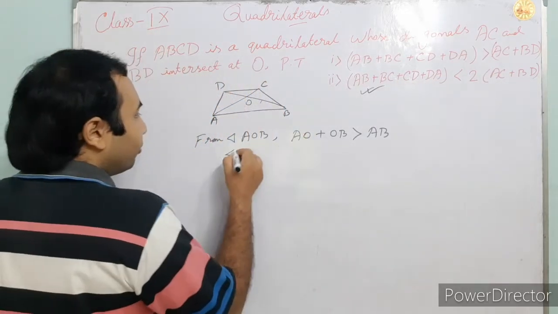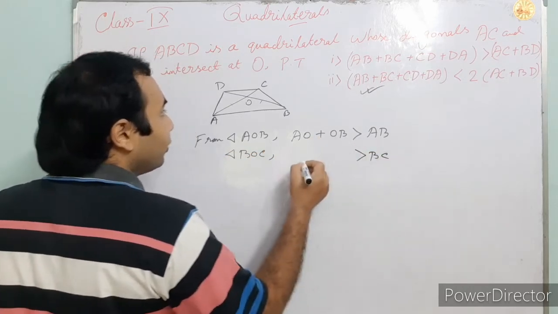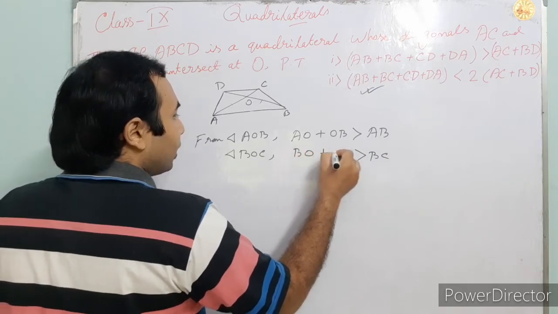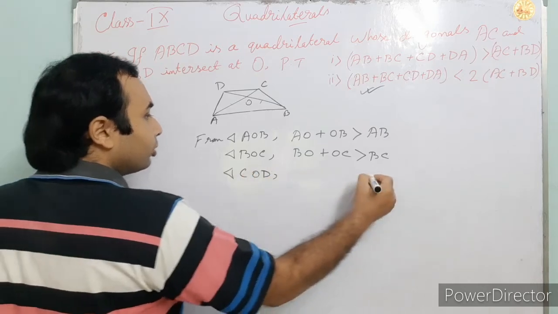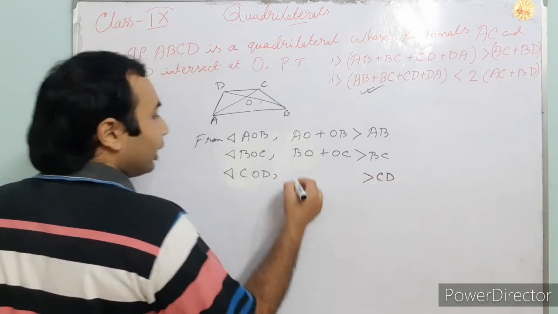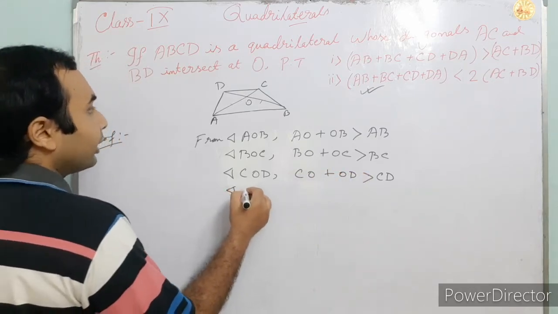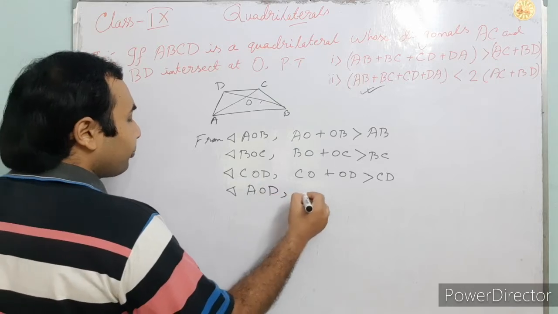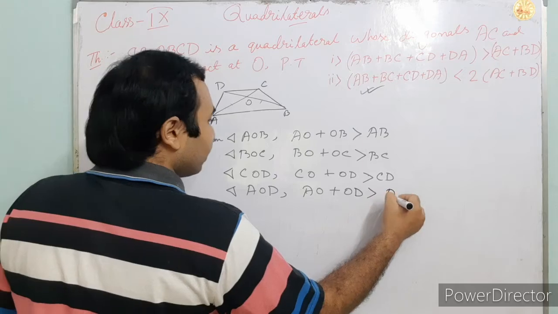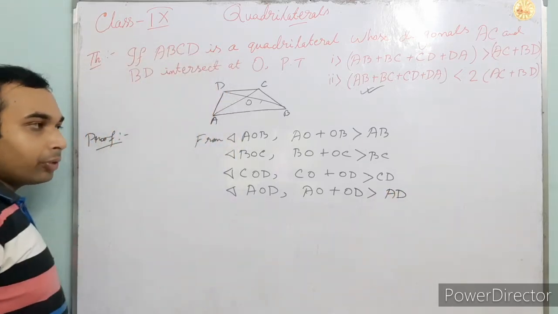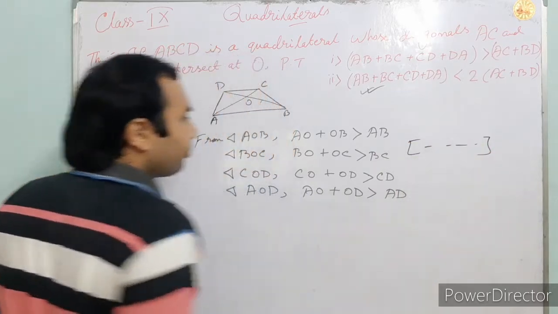Okay. Now from triangle BOC, BC will be at the right hand side. So obviously BO plus OC. Here triangle COD, CD will be at the right hand side. So here CO plus OD, and triangle AOD, AO plus OD is greater than AD. We have got this one. Similar logic you will write. I am not writing here.